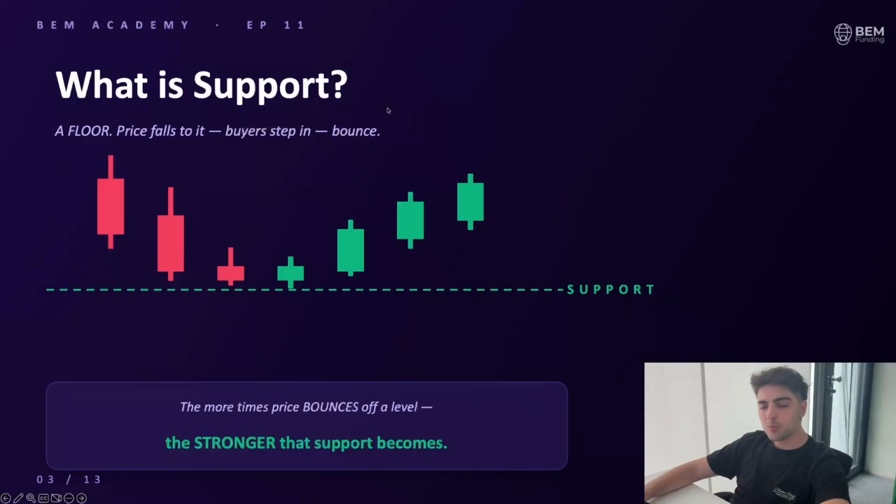What is a support? Support is a price level where buyers consistently step in. When price falls towards support, buyers expect a bounce, and so they buy. That collective expectation creates a floor. Price drops to support, finds buyers, bounces. Drops again, finds buyers, bounces again. The more times a level holds, the stronger it becomes, until it doesn't.